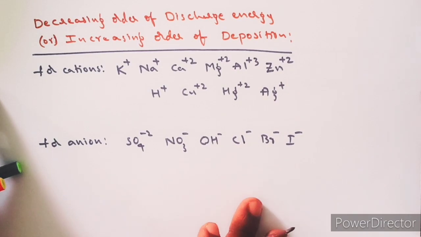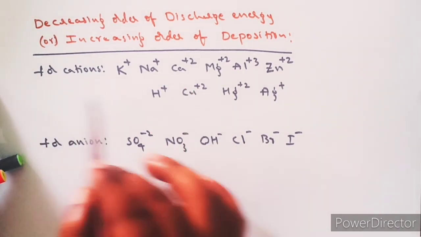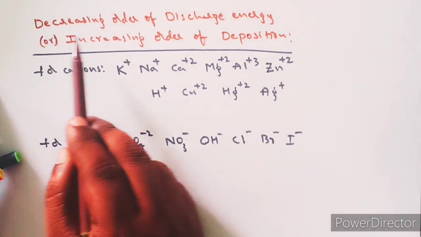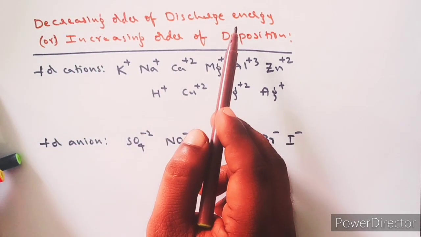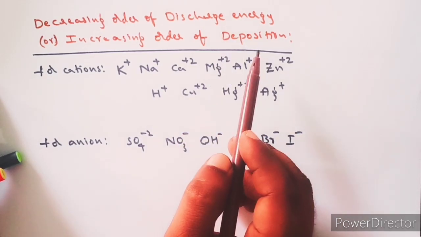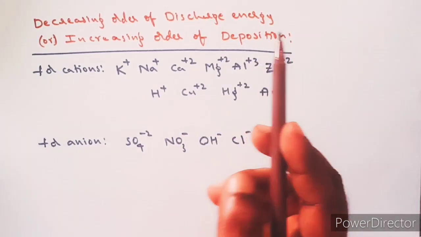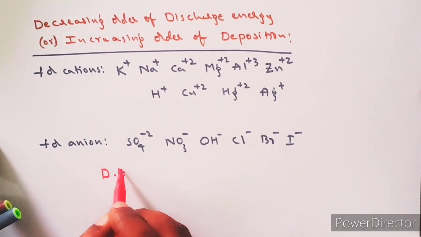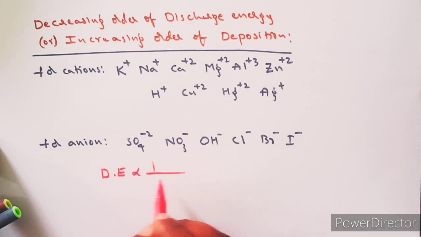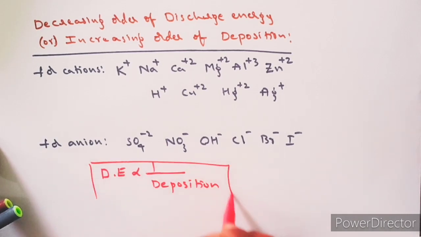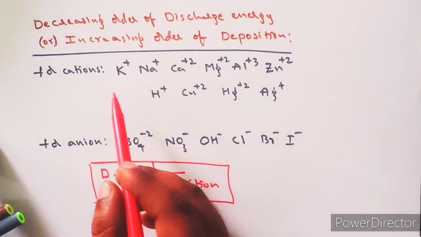Here some groups of cations and anions are arranged in order, in decreasing order of the discharge energy. I told you that if the discharge energy is less, deposition will be more; they are inversely related. Already we discussed that. Now see, guys, this is from left to right.